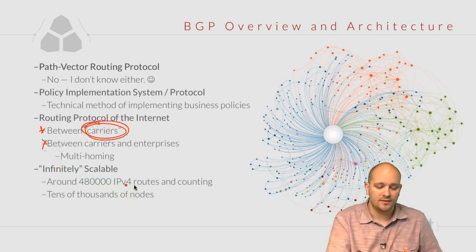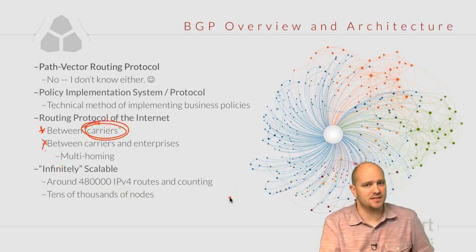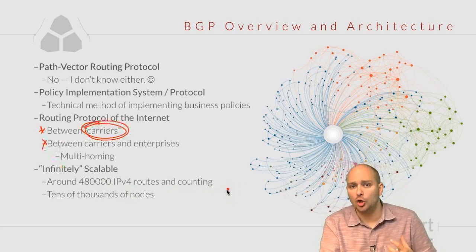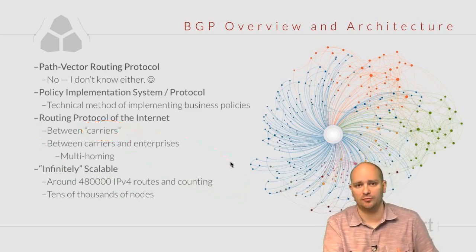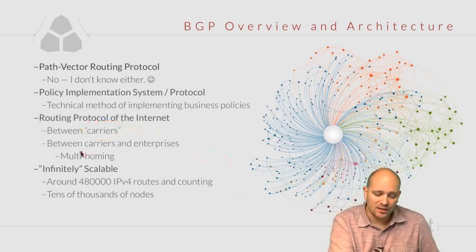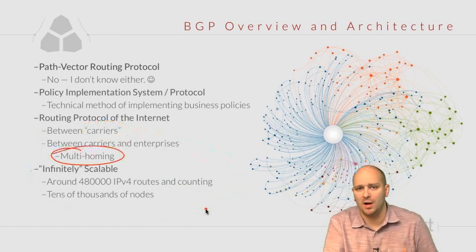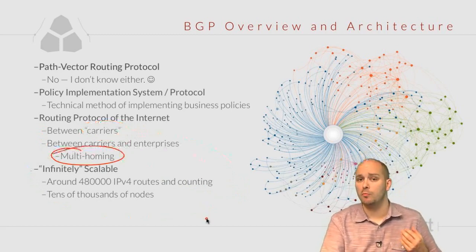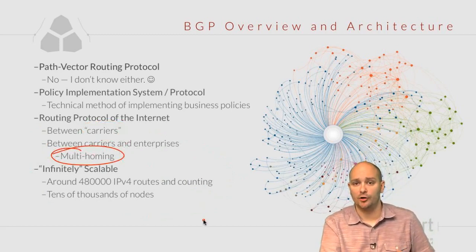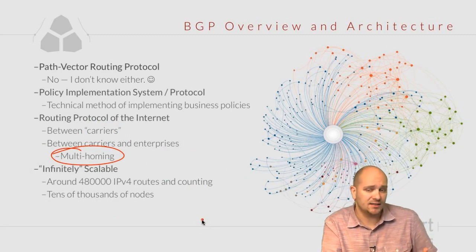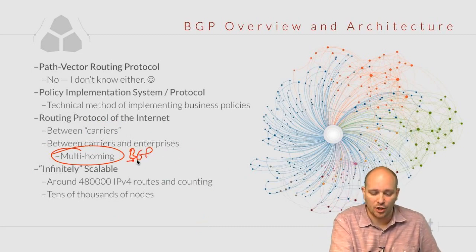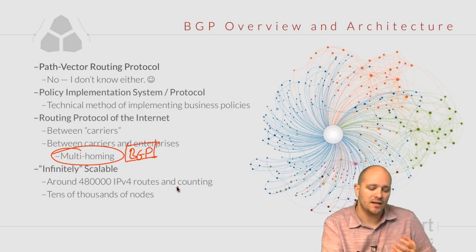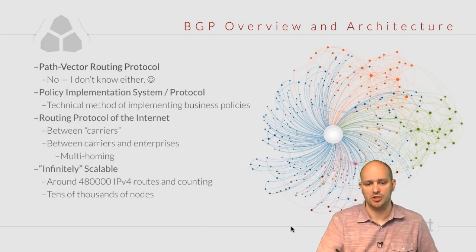But there are also enterprises, large, medium, and small, that use BGP for their routing when they connect to their ISPs, to their network providers. And they do that mostly when they want to be multi-homed, when they want to be connected to more than one carrier in order to provide redundant connections. And this is also a very good scenario in which we might want to consider running BGP.